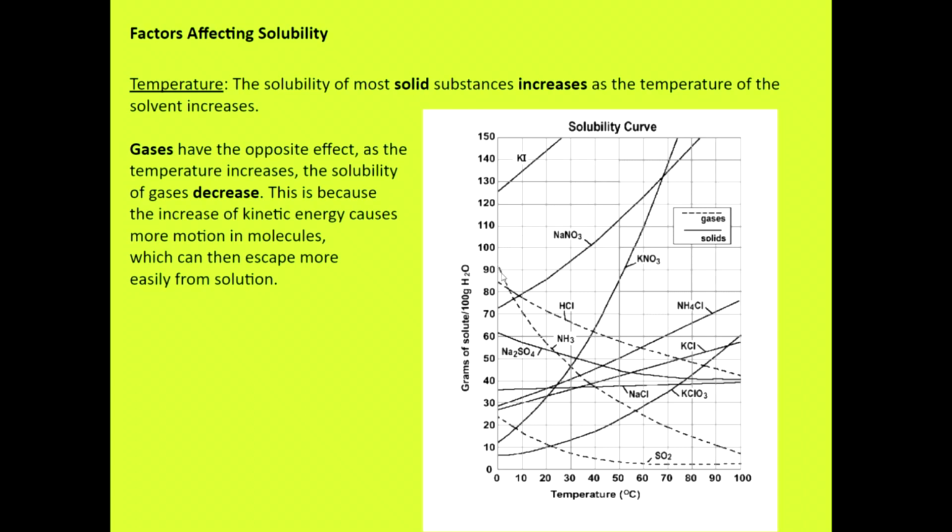Gases have the opposite effect. Look at these dashed lines. These are all gases here. Look at ammonia gas. As you increase the temperature, it becomes less soluble. Opposite effect. This is because the increase in kinetic energy causes more motion in the molecules in the solvent, which makes them easier to escape. Therefore, they're not as easily dissolved in the liquid.